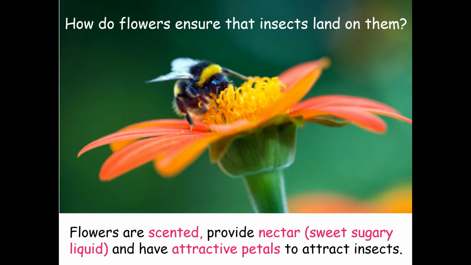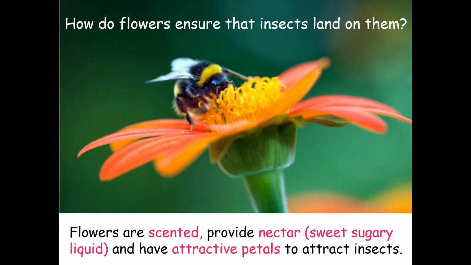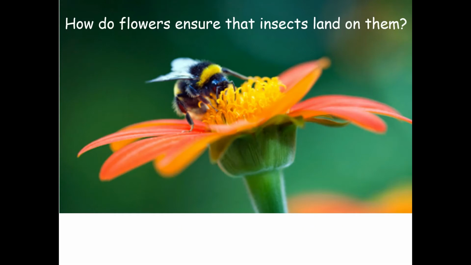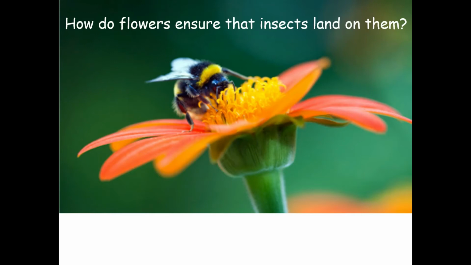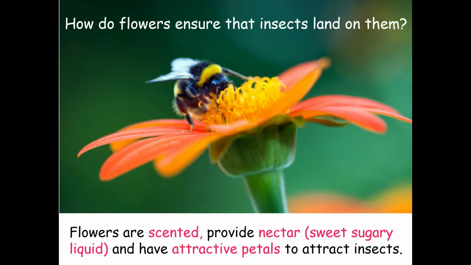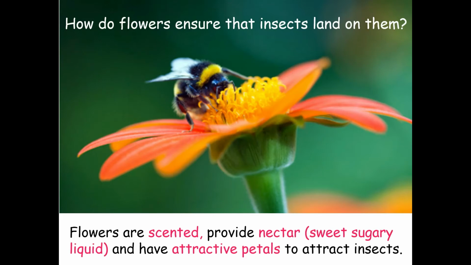Some provide nectar, which is a sweet, sugary liquid which gives food to the insects as they're flying around. And a third way in which they can do it is with attractive petals. And they do this to attract the insects by tricking them, generally, into thinking that it's a female of their species.